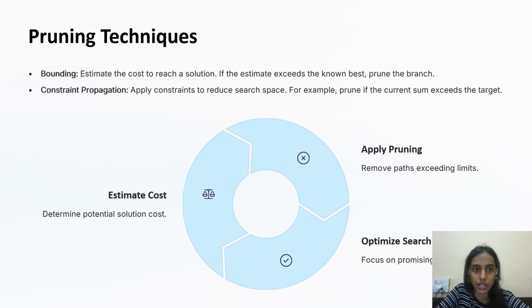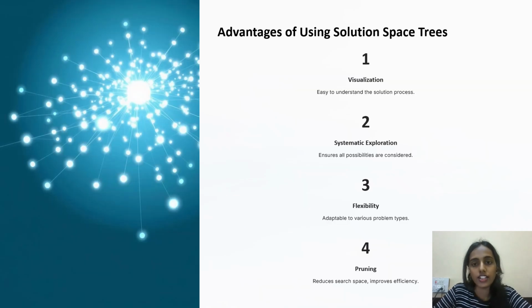There are actually different types of pruning. We have seen only bounding and constraint propagation. There is also duplicate pruning and complete pruning, etc. The main example is the subset sum problem, which was already mentioned in the previous slide.